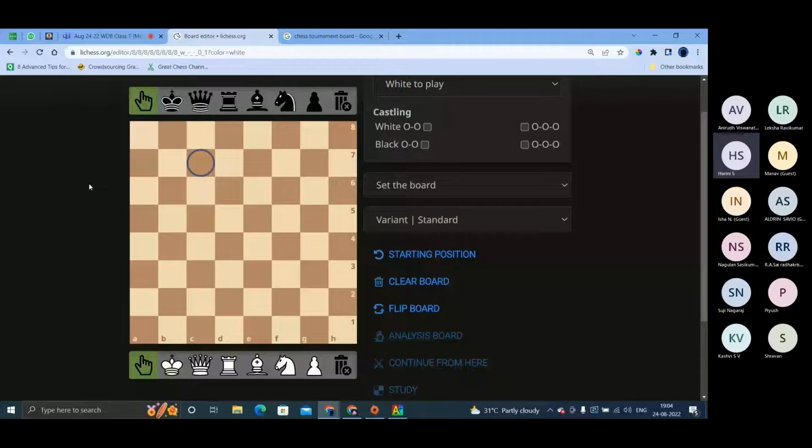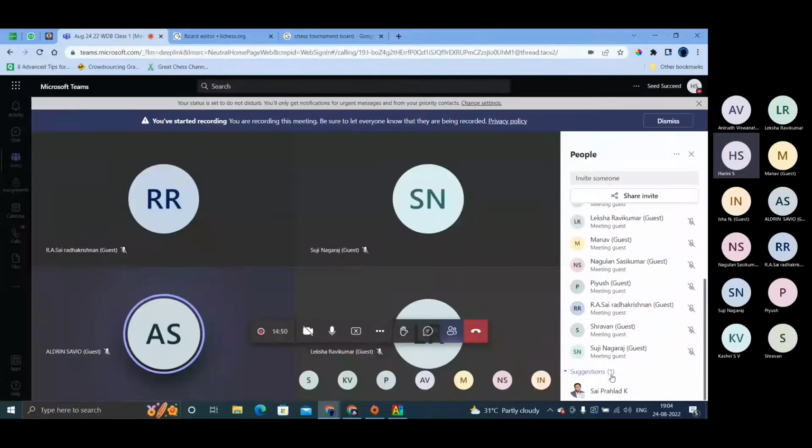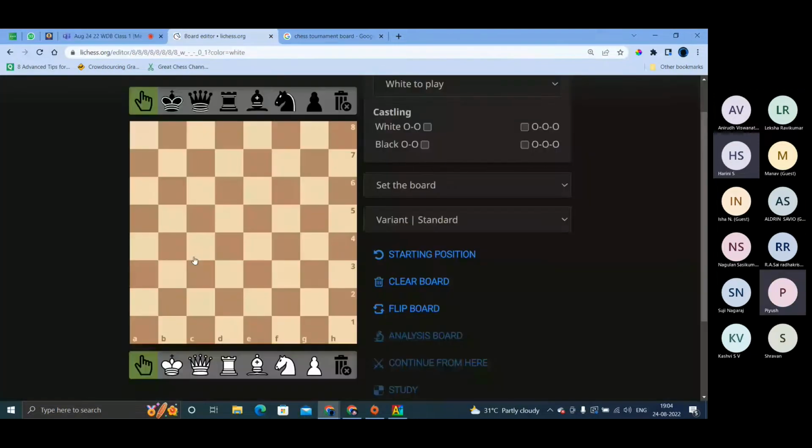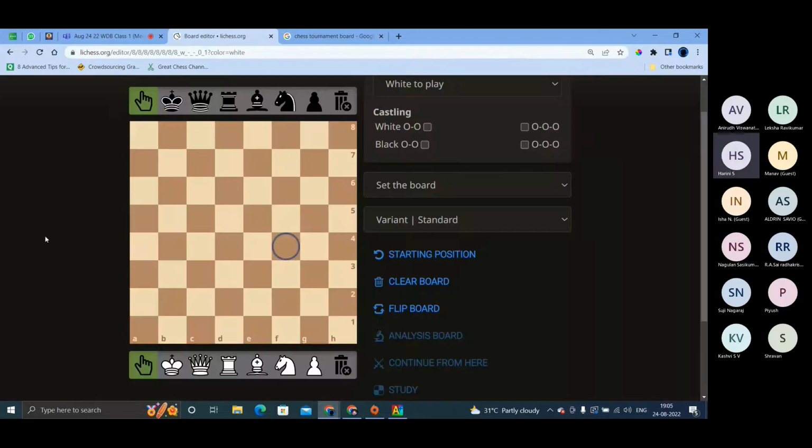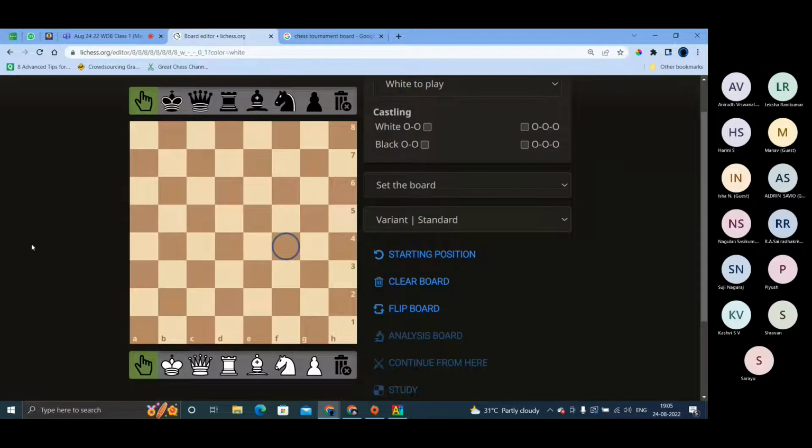Okay, so now everyone be on mute. I hope I covered everyone. Piyush, is this a light square or a dark square? Light square, ma'am. Very good, super. Did I miss anyone here? Shravan, light square or a dark square?